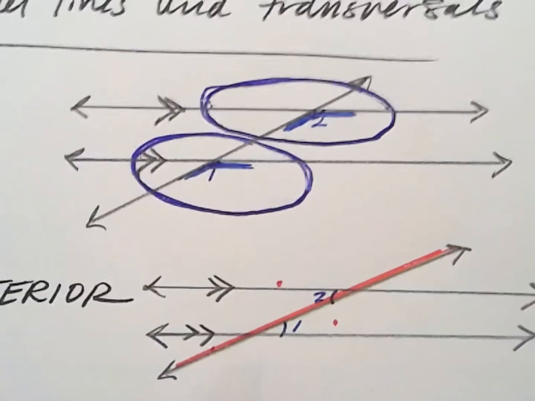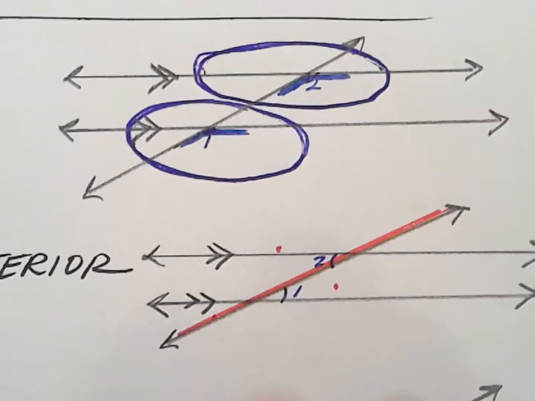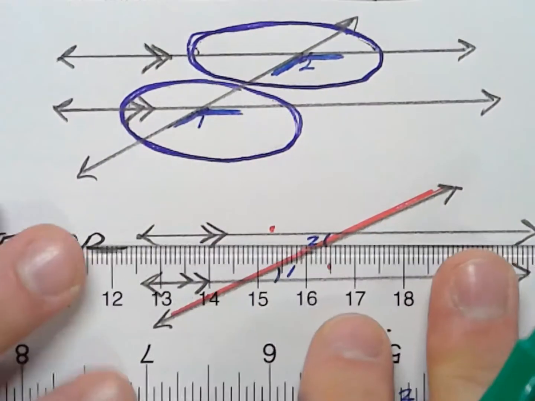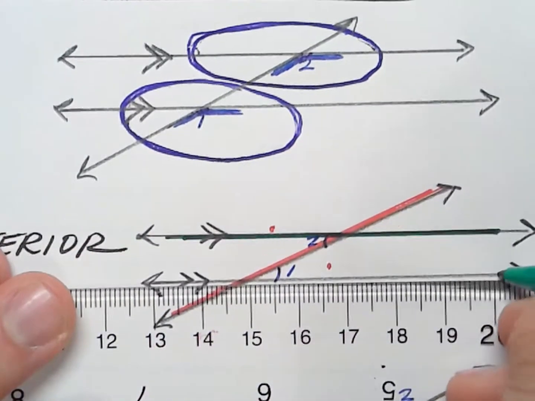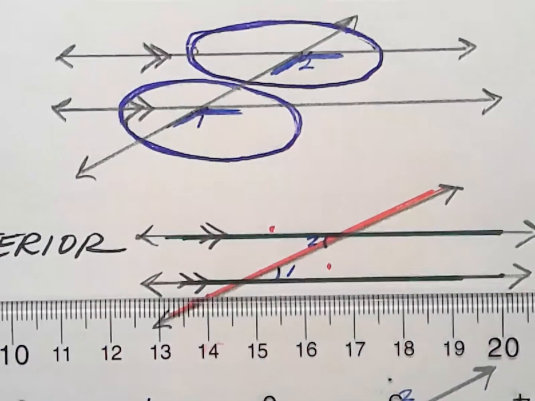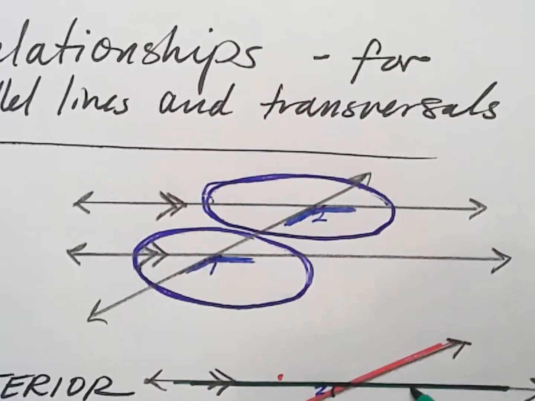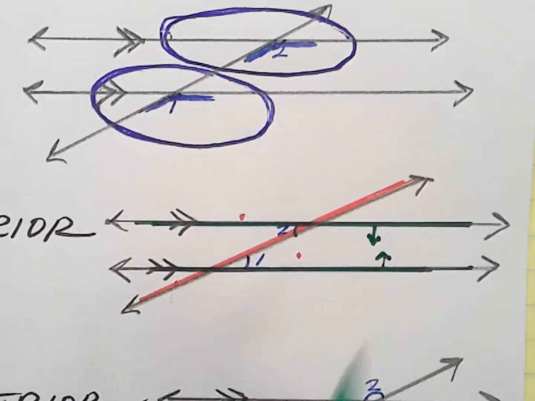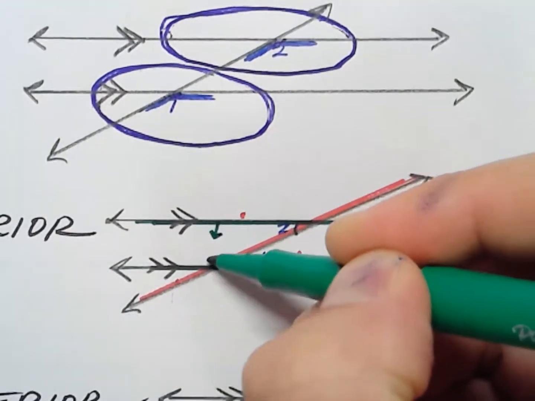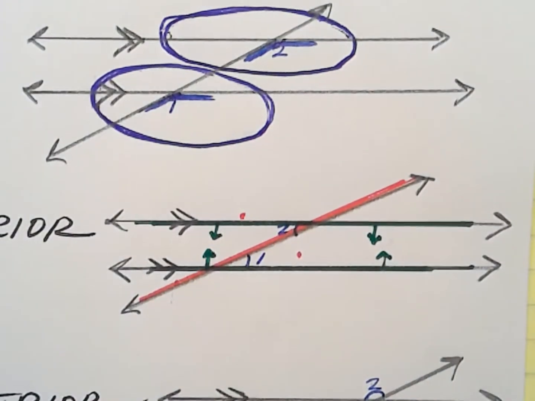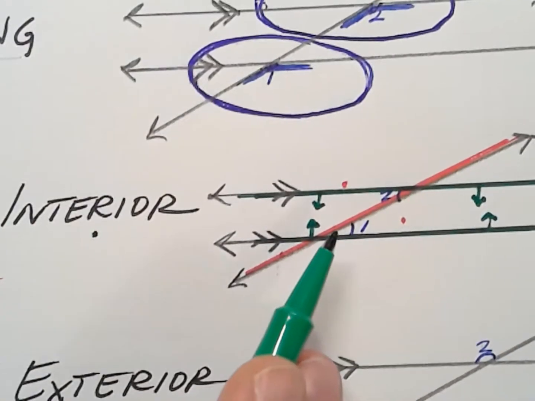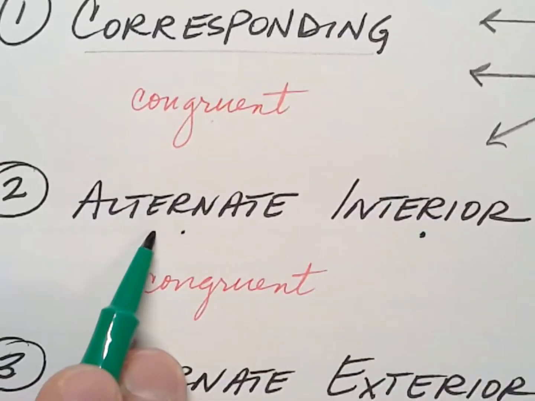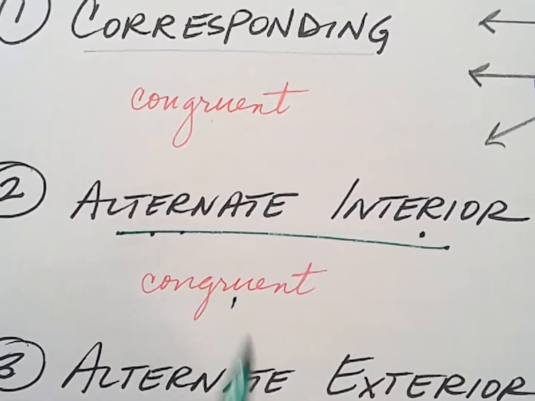Now the interior part means that they're on the inside of the parallel lines. So if I draw in the parallel lines in green, notice that the two angles I'm talking about are on the inside. I just drew those little arrows going in. They're on the inside of the two parallel lines. So because they're on the inside of the parallel lines, they're called interior, and because they're on opposite sides of the transversal, they're called alternate. So together it's alternate interior angles, and they are always congruent.